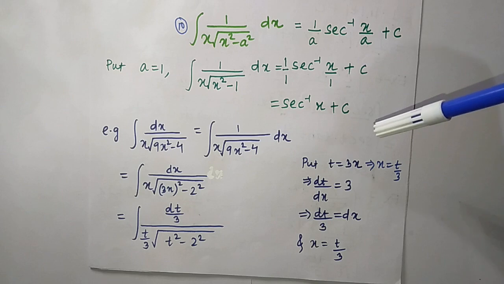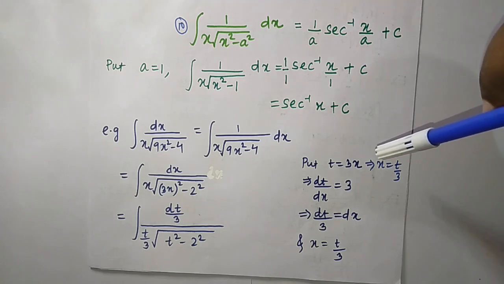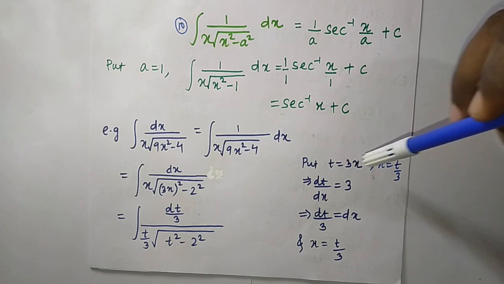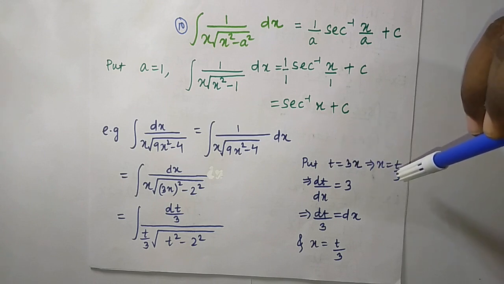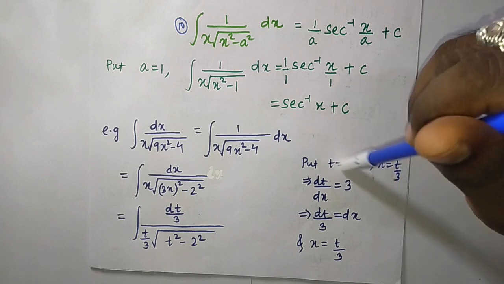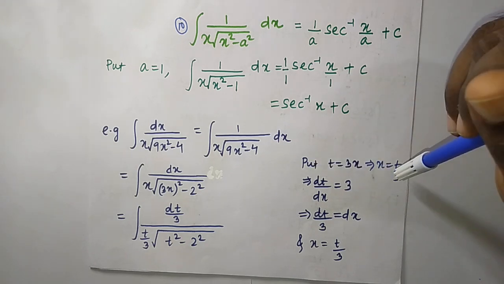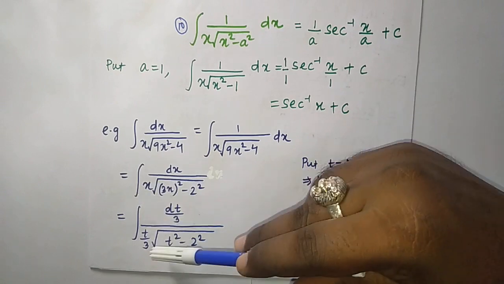Here you have taken t as 3x. So x is equal to t by 3. If you take t is equal to 3x, then x is equal to t by 3, by taking this constant term to the right hand side. So x is equal to t by 3. Now put t by 3 in place of x.